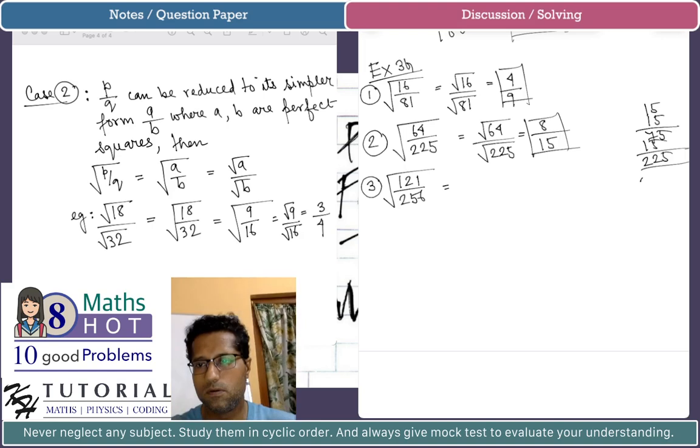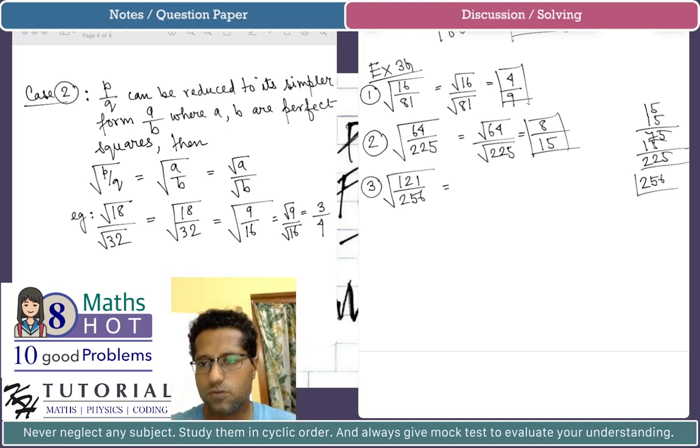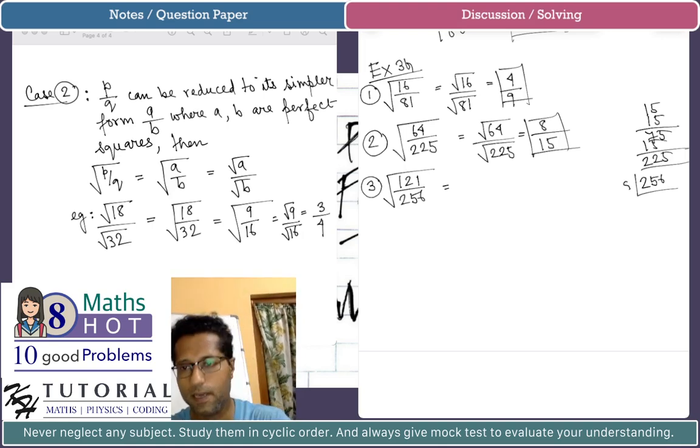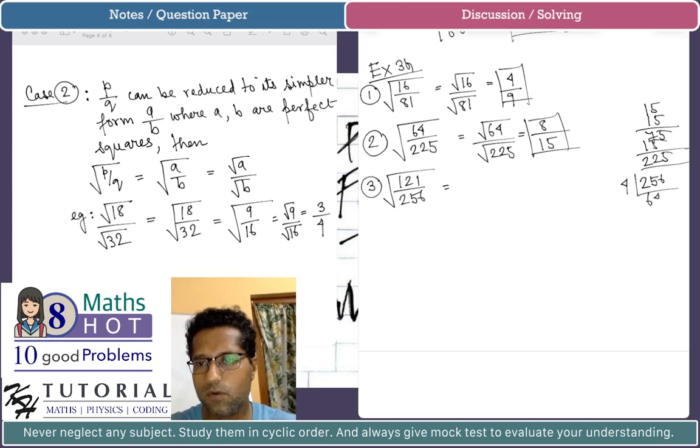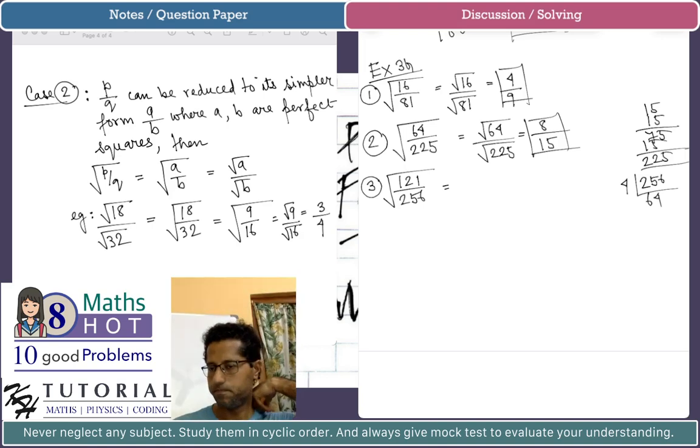256. Now sometimes, for small numbers, to check whether it's a perfect square or not, I use the prime factorization method. So let's divide. Let's say I will not divide by 8. I will divide by 4, and this is 64. Okay, so this will be a perfect square.